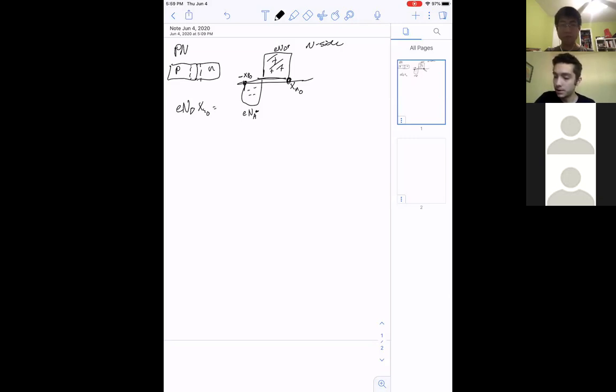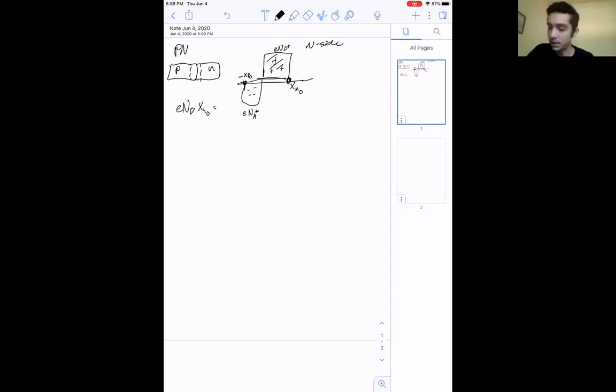And then on the other side, we have XP naught times NA. Okay, and you can cancel the unit of charge, and so basically you get charge neutrality. This will be useful at a later step. So you definitely want to know ND XN naught equals NA XP naught. Also, what these variables mean: XN naught is the length of the depletion region on the N side, and XP naught is the length of the depletion region on the P side.